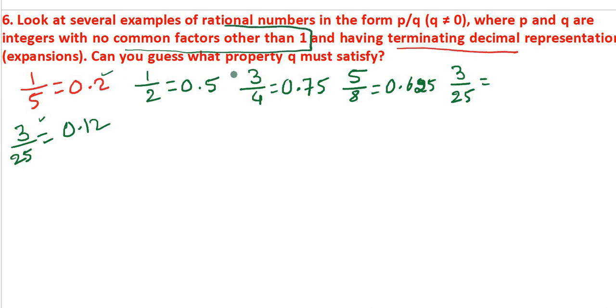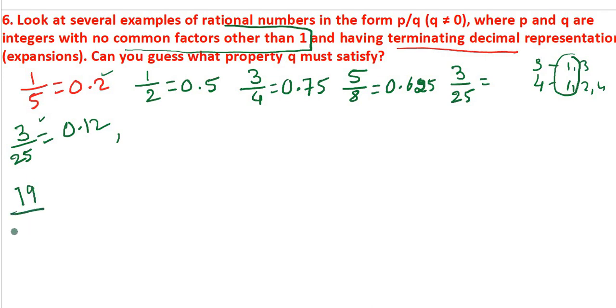See, for example, I took 3 and 4. What are the factors of 3? 1 and 3. What are the factors of 4? 1, 2, 4. What is the common factor between them? 1. Numbers like these you have to take. Here 5 and 8, the common factor is 1 only. 3 and 25, these numbers have common factor 1 only. Take numbers like that and check.